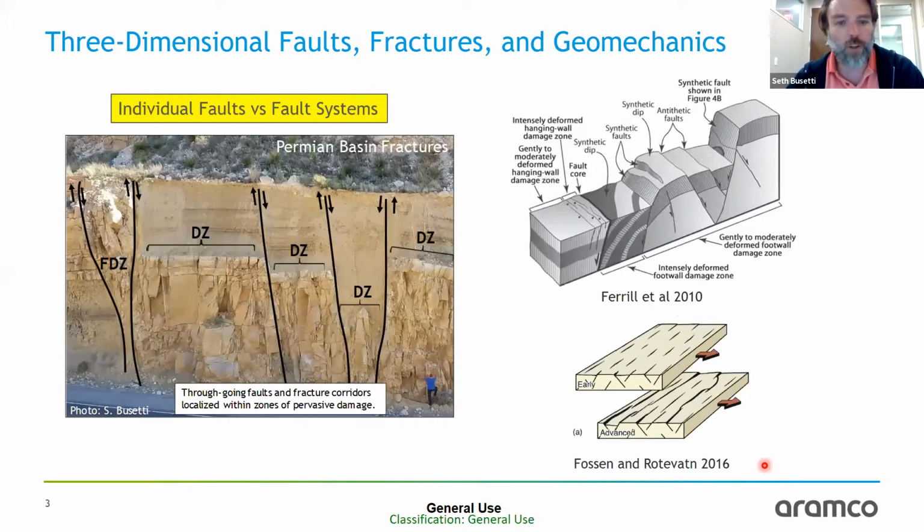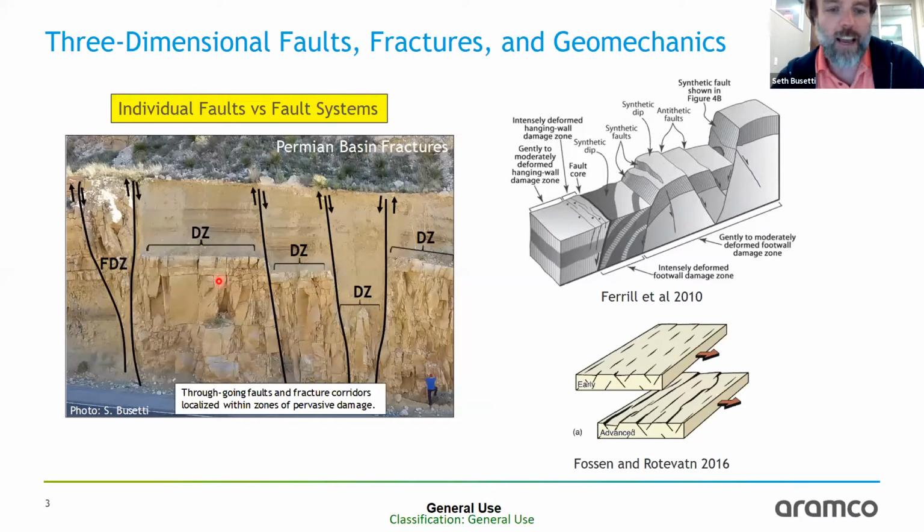Here are some cross-sectional views where we have through-going fault planes, clear breaks, but the clear breaks are separated by different types of expression in the different units. So we might have a largely undeformed region, but then very close to that same fault, we might actually see some damage zones and heavily fractured intervals.